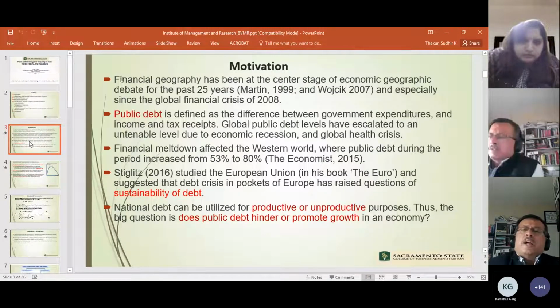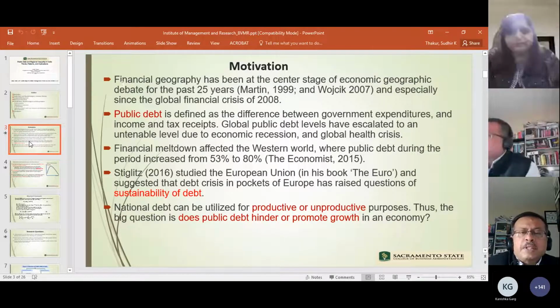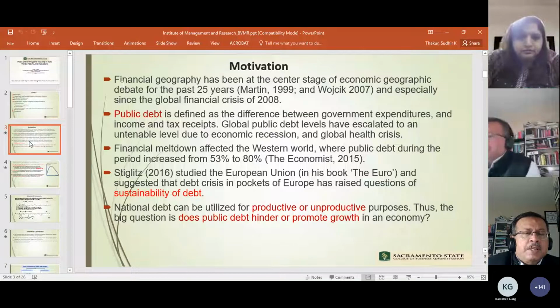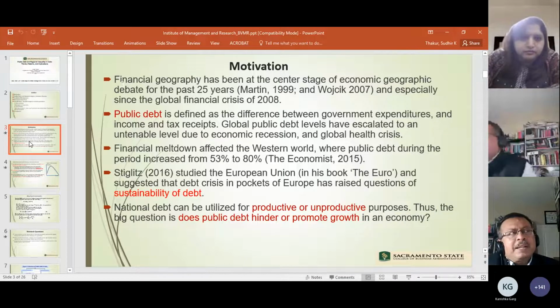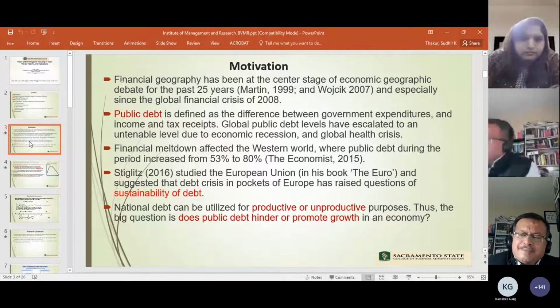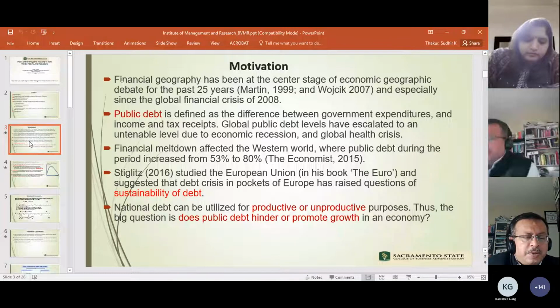So financial geography has been around for quite some time, for almost 25 years. And it became active, especially since the global financial crisis of 2008 and the pandemic more recently. In my mind, public debt, as everybody knows, is defined as the difference between government expenditure and income and tax receipts. With that general definition, we understand that global public debt has soared recently. It has escalated to an untenable level due to the recent economic recession in the middle of the 2000s and the global health crisis.